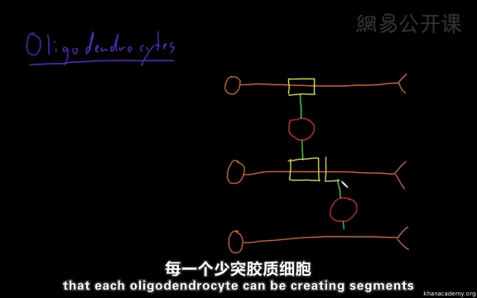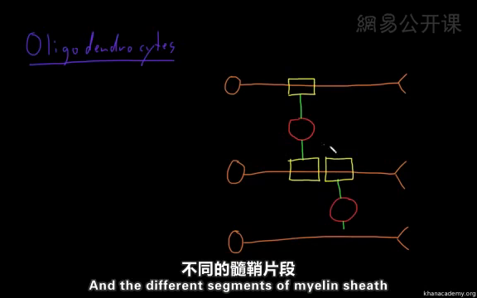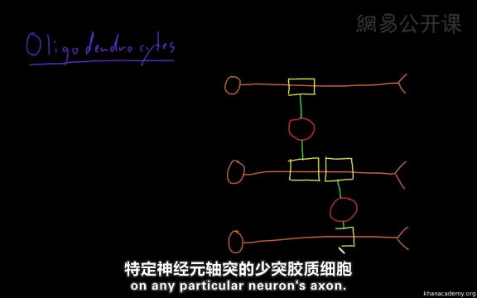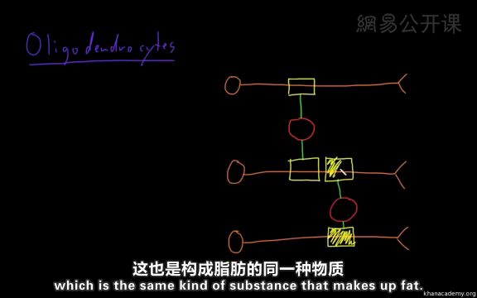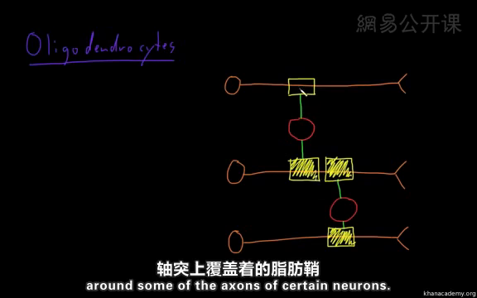And you can see that each oligodendrocyte can be creating segments of myelin sheath for the axons of multiple neurons, and the different segments of myelin sheath can be from different oligodendrocytes on any particular neuron's axon. This material of myelin is composed mostly of lipid, which is the same kind of substance that makes up fat. So this is kind of a fatty sheath around some of the axons of certain neurons.